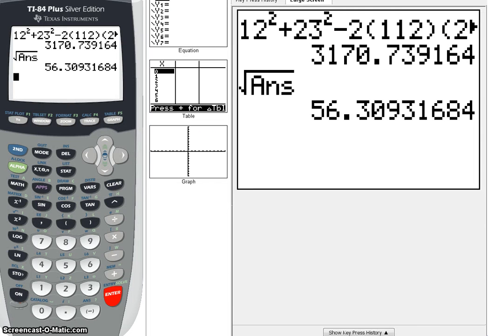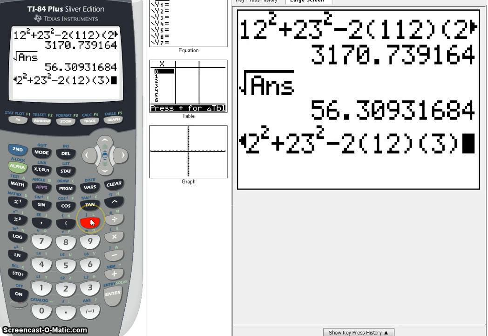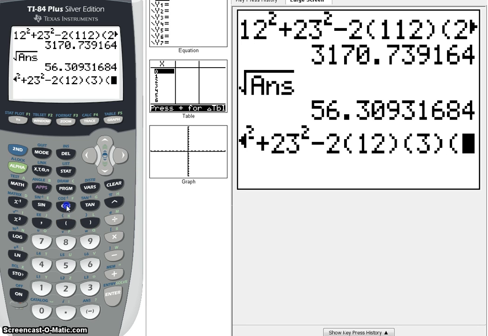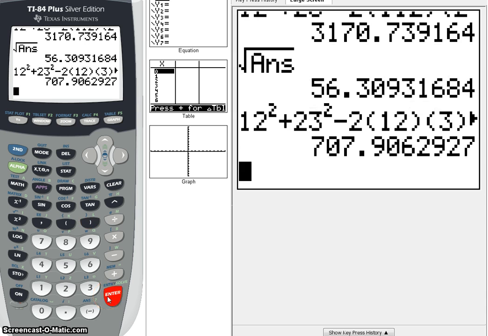So let's do that. We had 12 squared, plus 23 squared, minus 2 times 12 times 23, and then times the cosine of 119. We get an answer of 707.9. And you might say to yourself, that seems a little big. It is. Let me see if I got that right. Oh, I just saw a mistake. It did look too large to me.